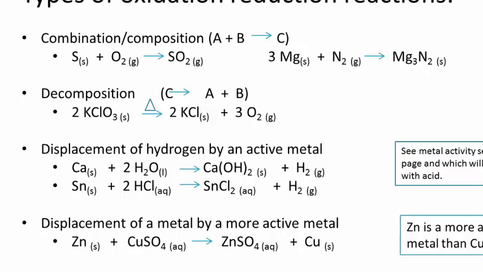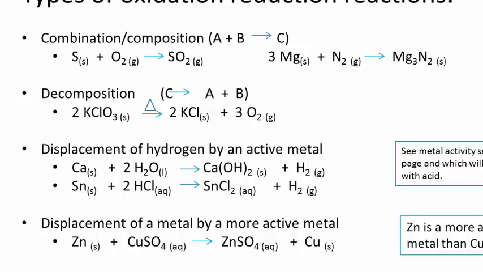Hydrogen in the reactant water goes from oxidation number +1 to oxidation number 0 in the product hydrogen gas. That is, it becomes reduced. So calcium is oxidized and hydrogen ion becomes reduced to hydrogen gas. The oxygen actually stays the same at -2 in both water and in the hydroxide. That's one example of displacement of hydrogen gas by an active metal. The metal calcium can react with water, just with ordinary tap water, to form hydrogen gas.